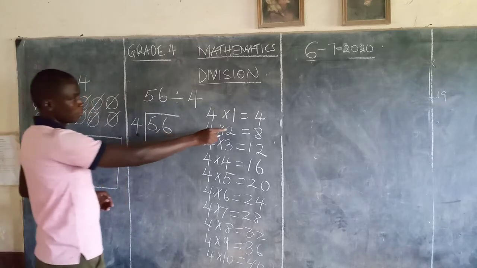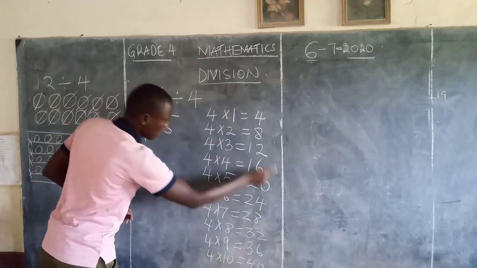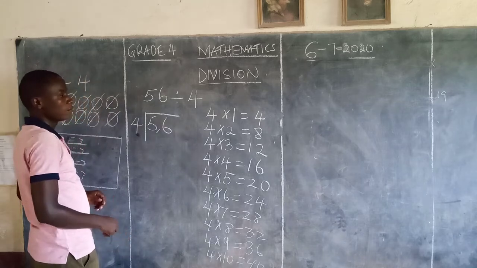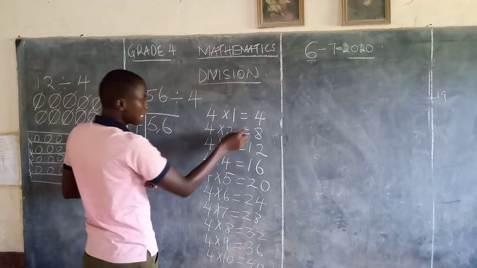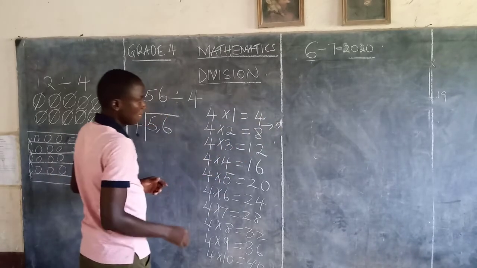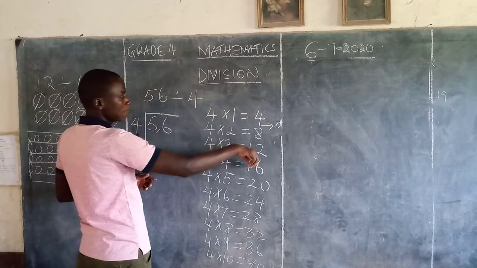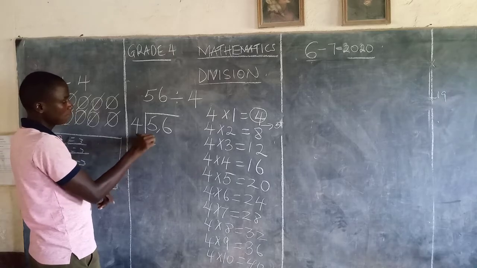You look for 5 in your answers here, on your table. Look for 5. Where do you have 5? You don't have 5. Where will 5 be? 5 is somewhere in between 4 and 8. So you don't take 8, it is bigger, take the smaller, which is 4. You write it here below 5.